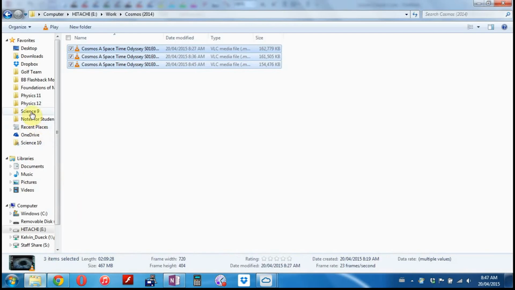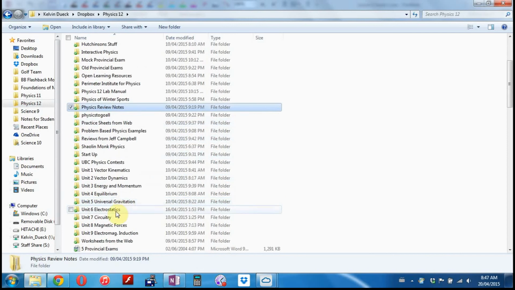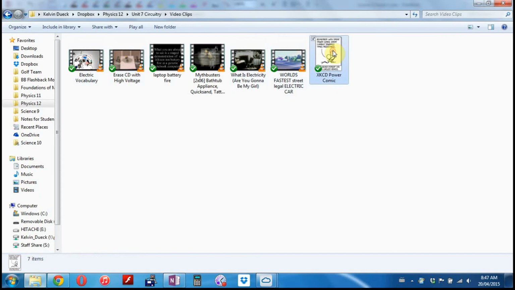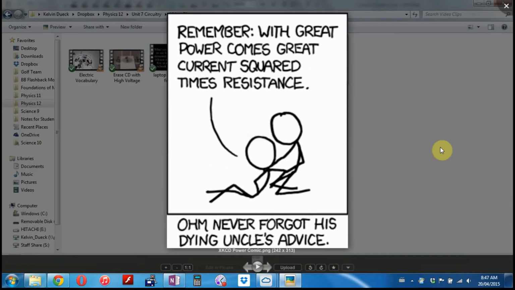Of course, that brings me to my comic. Circuitry. Spider-Man fans will get this. Remember, with great power comes great current squared times resistance. Ohm never forgot his dying uncle's advice. What's the Spider-Man joke? When Uncle Ben dies, what does he say to Peter Parker? With great power comes great responsibility. Well, he said it wrong. It really should have been current squared times resistance.